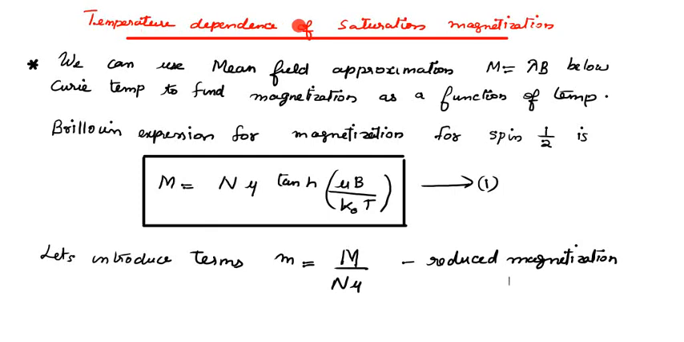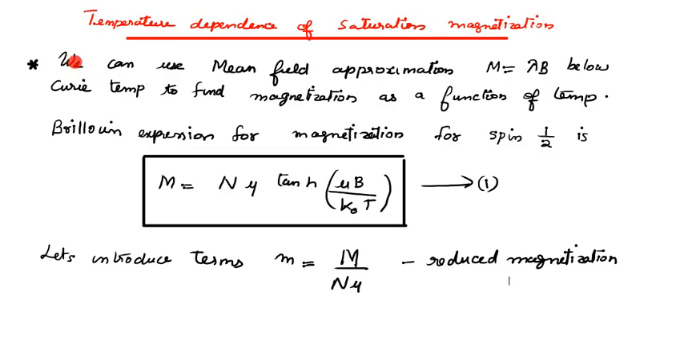Temperature dependence of saturation magnetization. Magnetization is magnetic moments per unit volume. In ferromagnets, there is a finite magnetization, that is, magnetic moments are aligned in a particular direction. But if temperature is increased, it will randomize and magnetization will decrease. Therefore, magnetization depends on temperature.